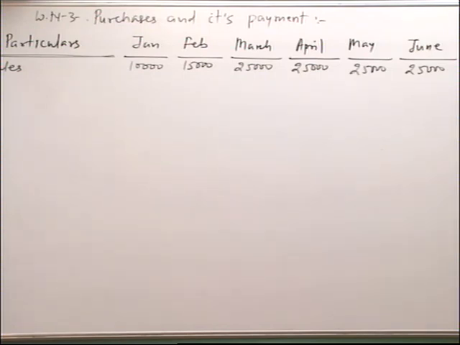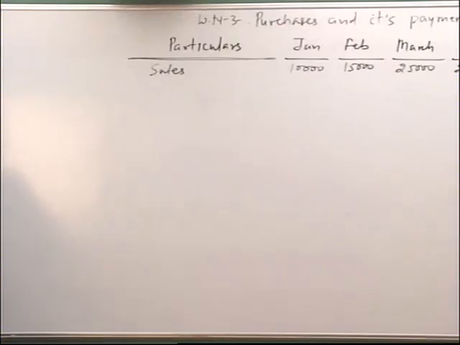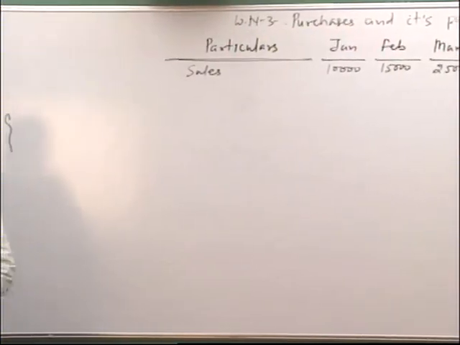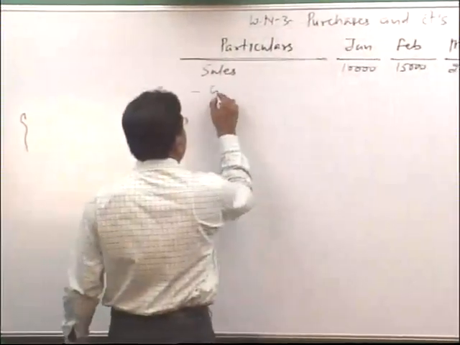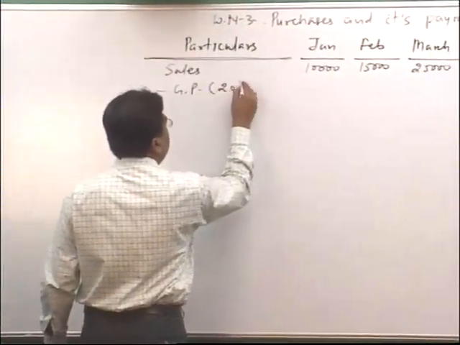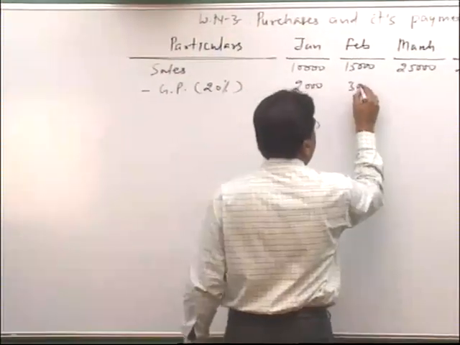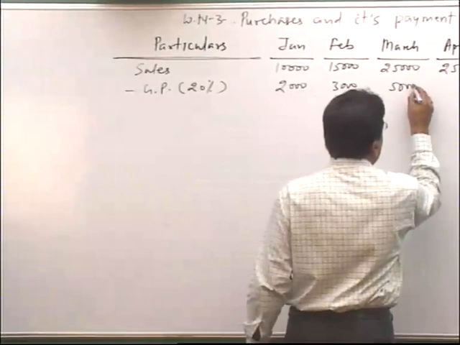Now please see the question. The gross profit rate is given. This gross profit rate is 20% of sales. So minus gross profit, it is 20% of sales. So it is 2,000, 3,000 and 5,000.